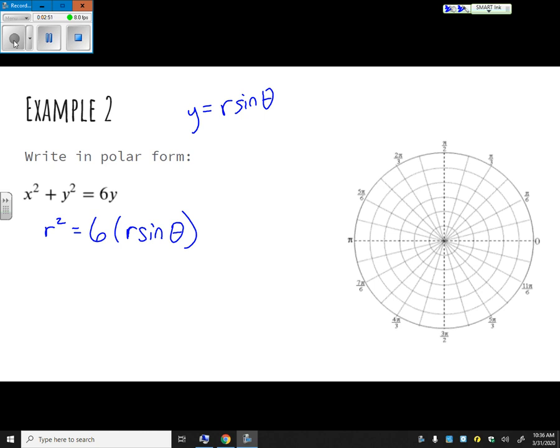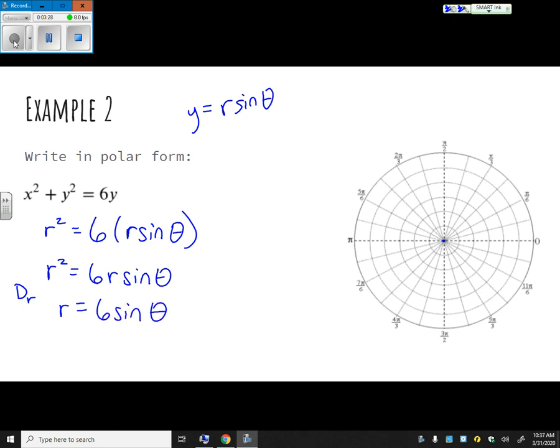Now, this is in polar form. If I could clean it up a little bit, let's just go ahead and get rid of the parentheses. Now, look, I have a common factor of r on both sides. So I'm going to do this a little bit differently than the book does. I'm just going to divide both sides by r. Dividing both sides by r is all going to do is get rid of this little point right there at the origin, which I really don't need. I'm looking for the whole graph of eventually what this would be. So I get r equals 6 sine theta.